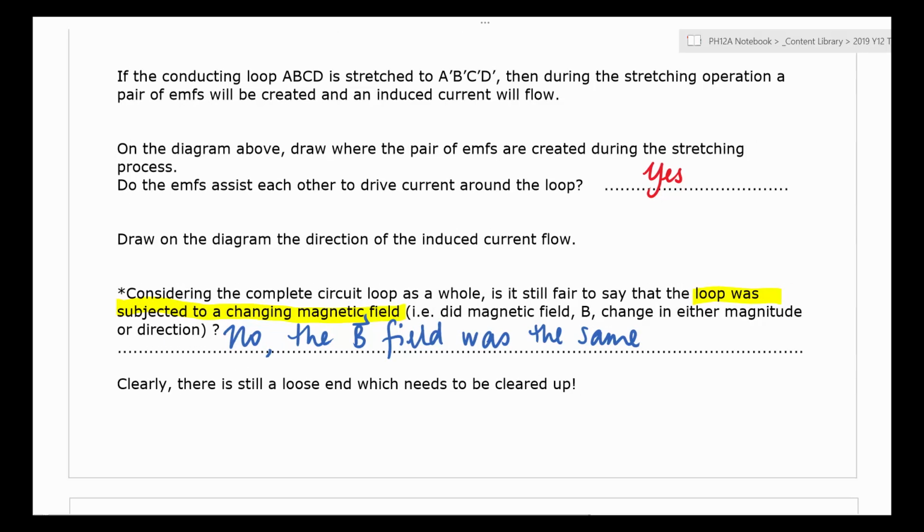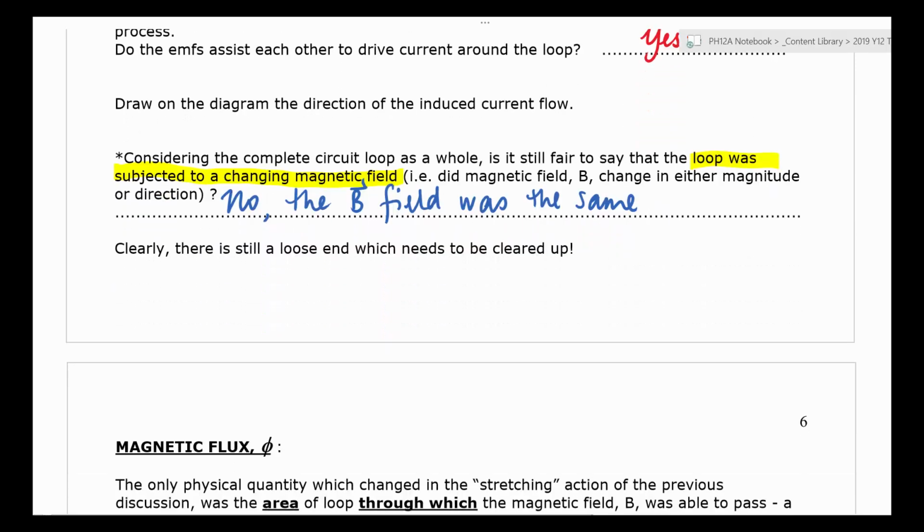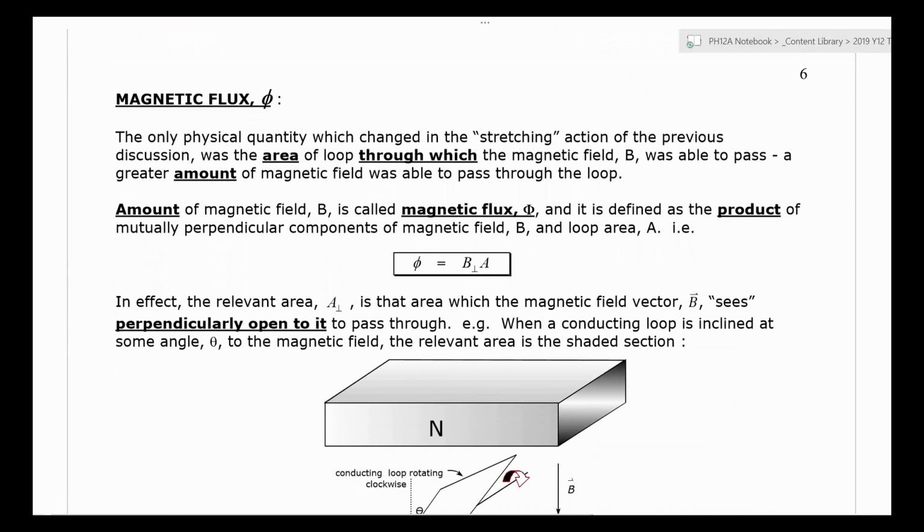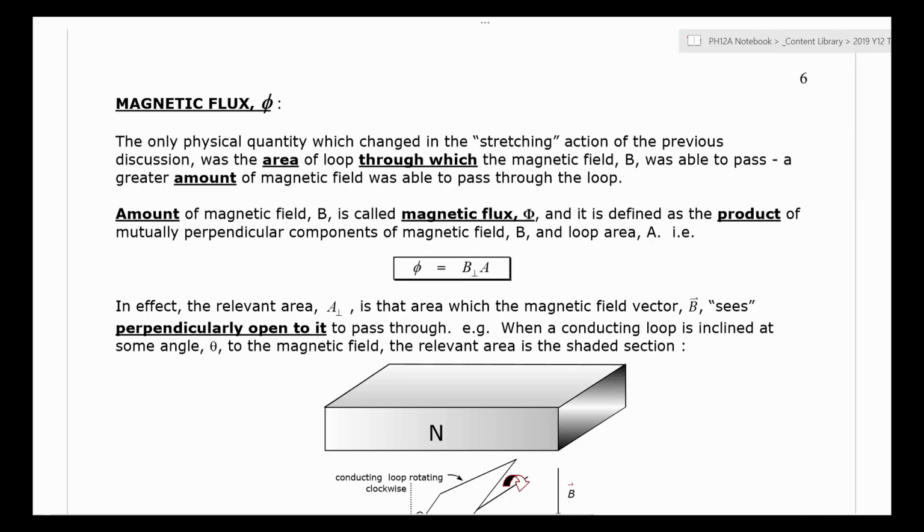Remember, in science, if one explanation doesn't work, there must be another. And here we bring up the idea of magnetic flux. Magnetic flux is a really cool quantity that allows us to consider the induced effects that occur when we have a loop or a coil of wire that is actually able to experience some induced currents. Magnetic flux, at its purest form, is defined as the product of the mutually perpendicular components of the magnetic field and the loop area.